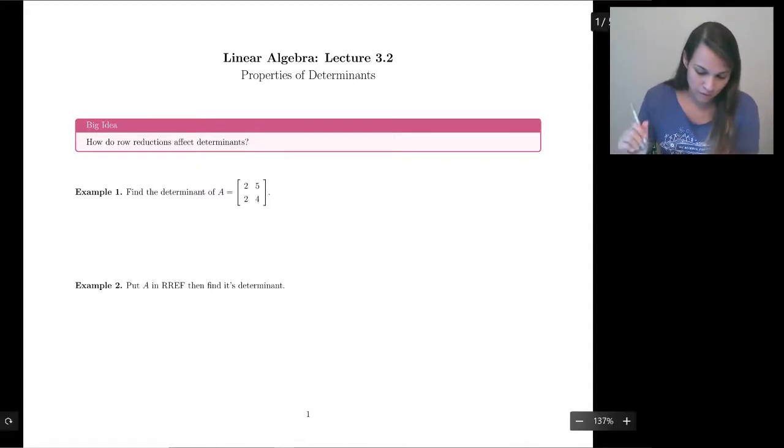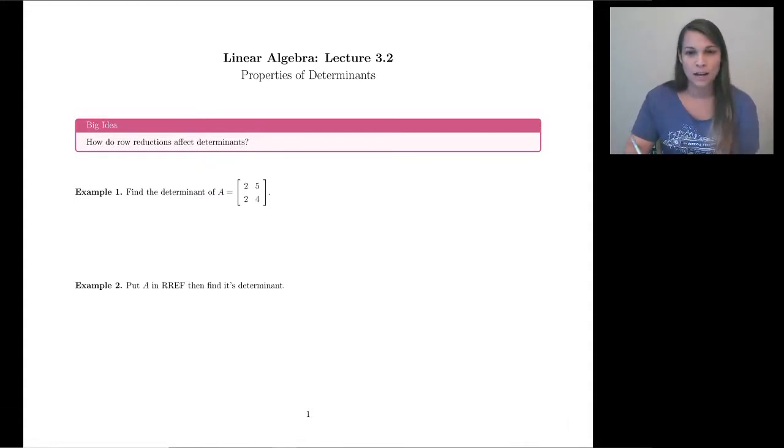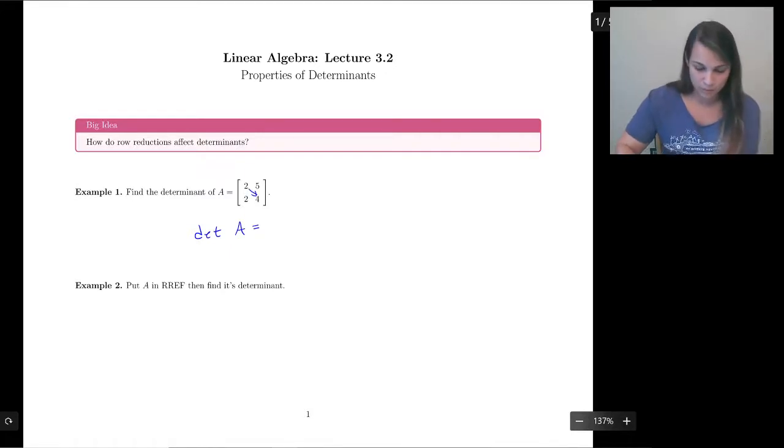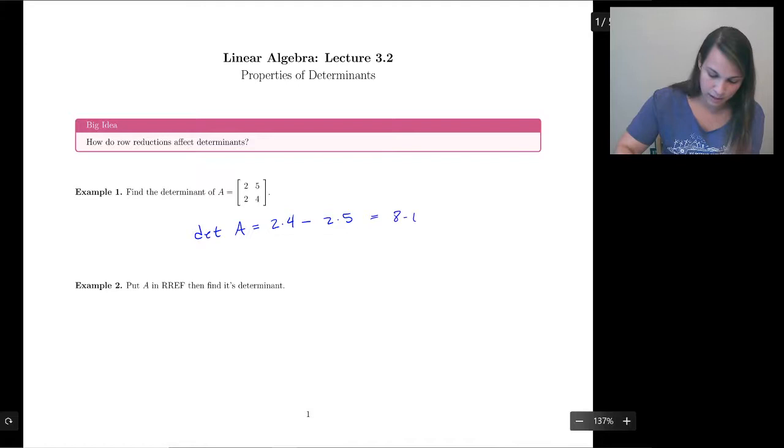We're going to start off with our 2 by 2 matrix. We've got A equals [2, 5; 2, 4], and we're going to find the determinant. So the determinant of A will be equal to, we take 2 and multiply across to 4, and then we subtract multiplying backwards, so 2 times 5. Okay, so that's going to be 8 minus 10, negative 2.